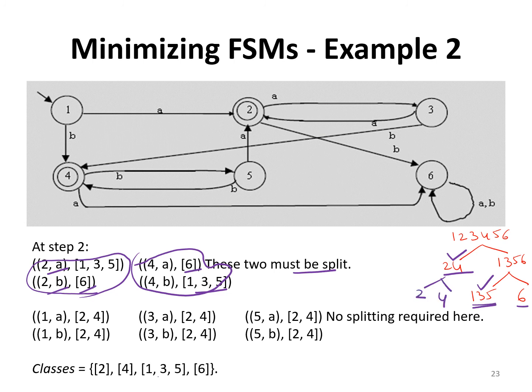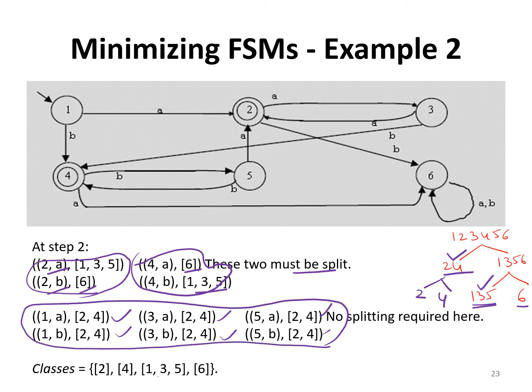Similarly for 135, if you see the pattern here, 1, 3 and 5 are all going to the same class 2 and 4. So it means they share the same pattern. They are indistinguishable from each other, so they can be collapsed into the same state. So no need to split them further. By the end of step 2, we came across the classes 2, 4, 1, 3, 5 and 6.